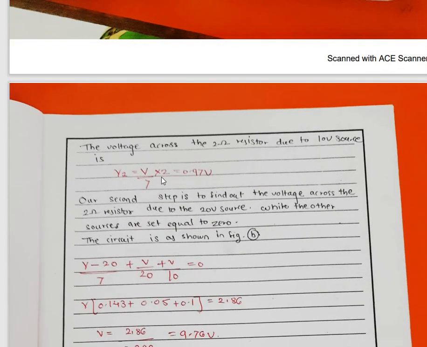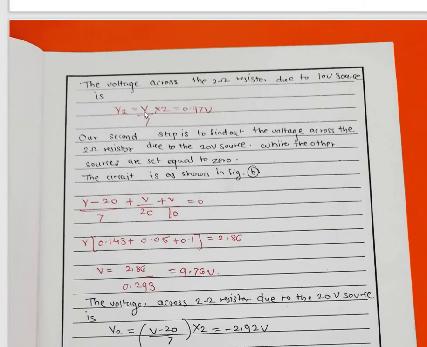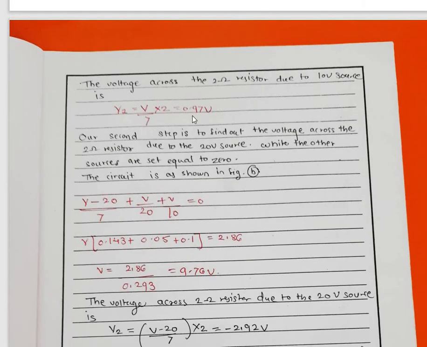So that's why it is coming V divided by 7 and multiplied by 2 ohm. So V is 3.41 something. So divided by 7 into 2, that is giving us 0.97 volt. Now the second step is to find the voltage across 2 ohm due to the 20 volt source.